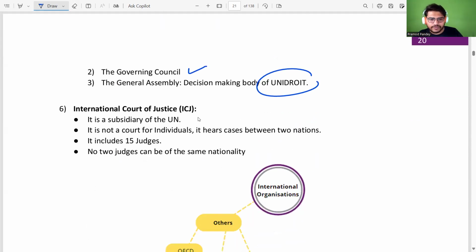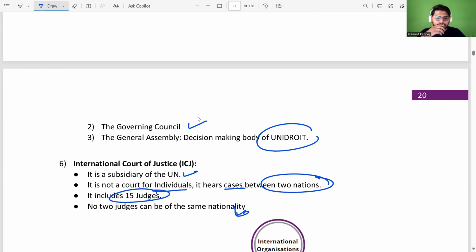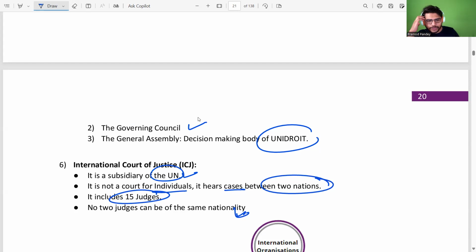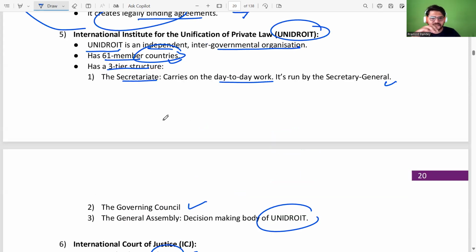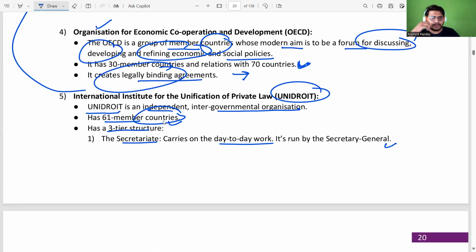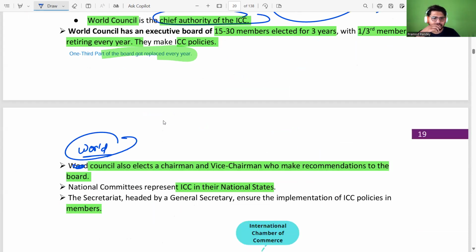Then we have the International Court of Justice. It is a sub-body of the United Nations. It is not a court for individuals. It hears cases between 2 nations. It includes 15 judges. No 2 judges can be of the same nationality. Okay. So this is basically a sub-body of the United Nations. These are different bodies. Okay.